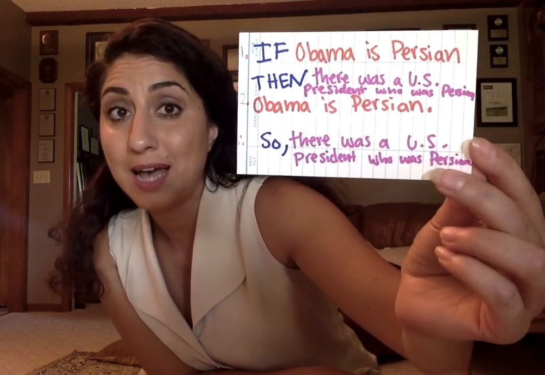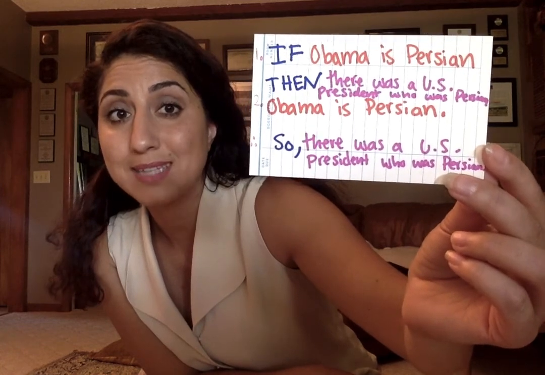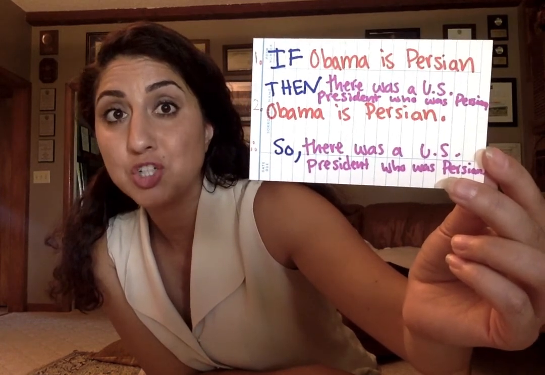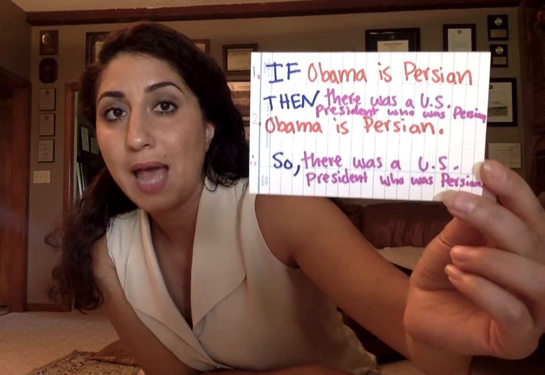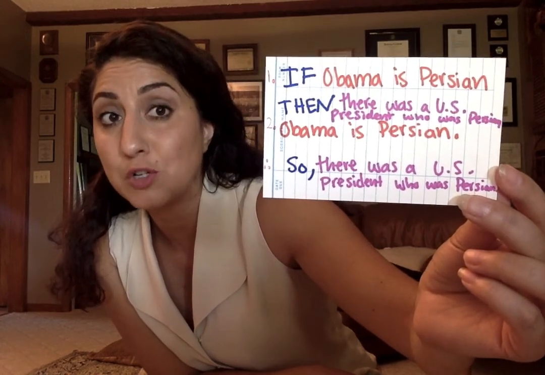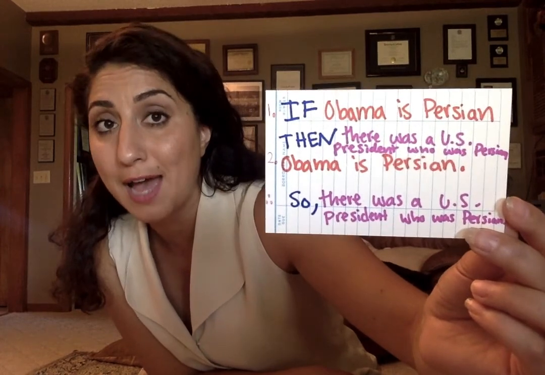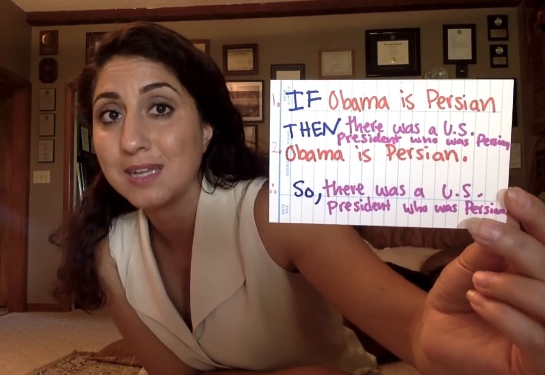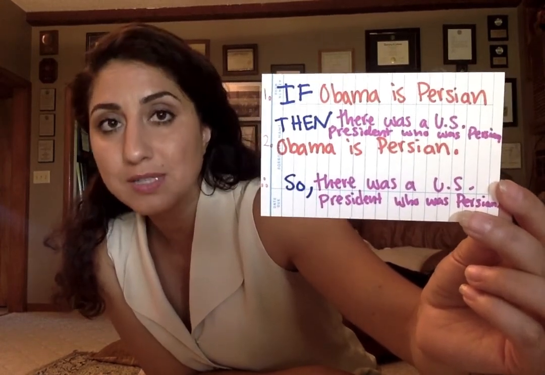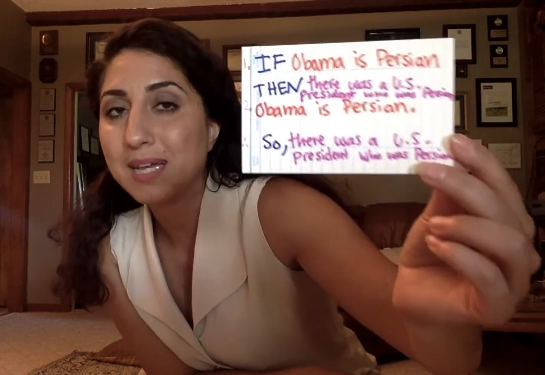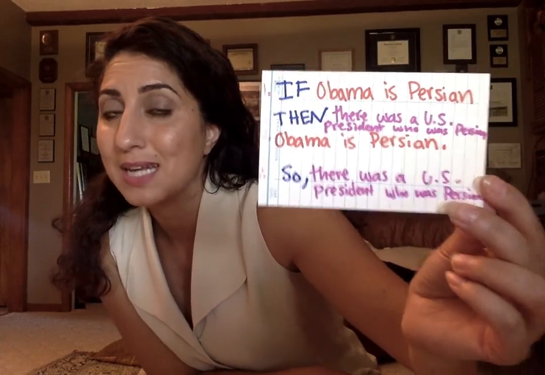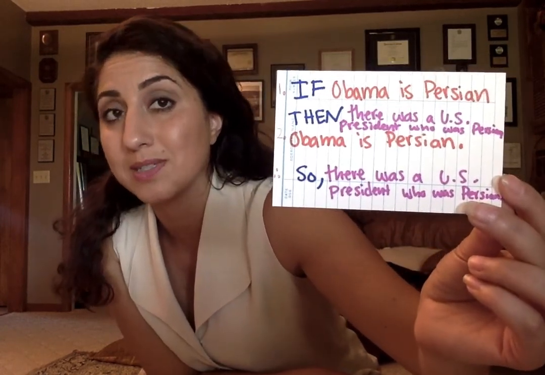It turns out that second premise, Obama is Persian, is false. So that hypothetical conditional, which is the first premise, that if Obama were Persian, we would have had a Persian president in America, is false as well. But that doesn't mean this isn't a valid argument. This is still following the rules of logic.